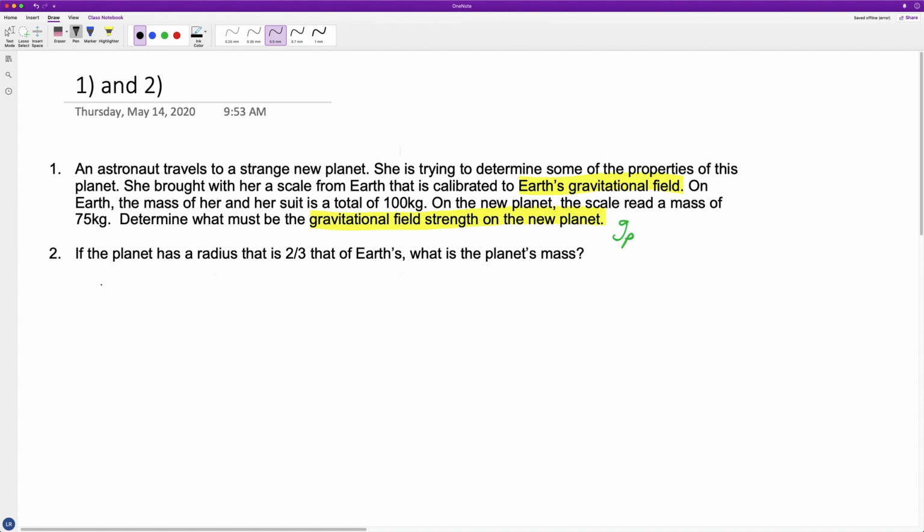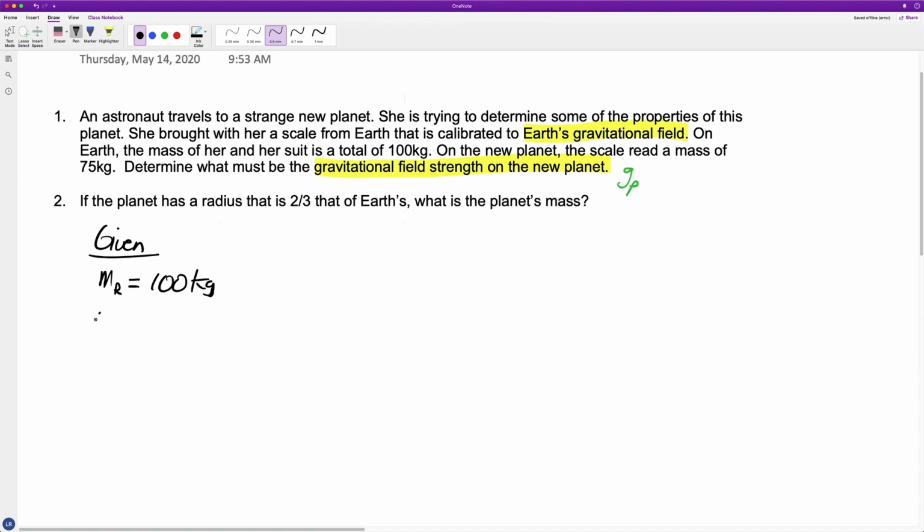So let's take a look at what we got going on here, given. First of all, we know that her actual mass, so let's call this m_r for mass real, is 100 kilograms. But the mass that the scale is reading, let's call that mass apparent, is 75 kilograms. Now we know that she has a mass of 100 kilograms, but on this planet, the scale appears to say only 75 kilograms. Well, we're going to explain why that is in a moment. Now, let's talk about g on Earth. We know that that value is 9.8 meters per second squared. And what we're looking for is the little g of that planet.